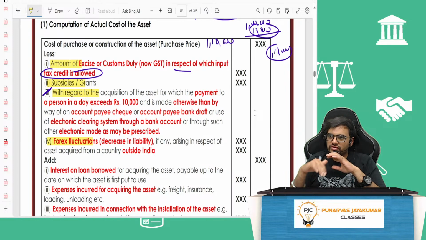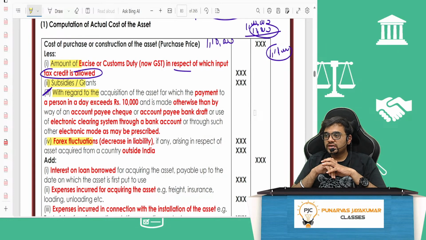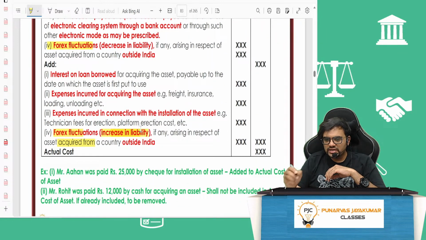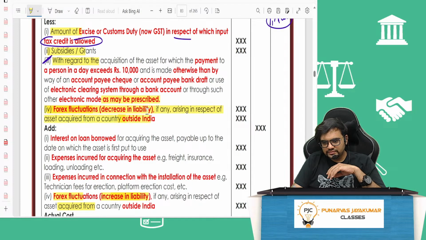Tomorrow, when you have to repay the amount, at that time 80 has become 85 rupees. So don't you think you have to pay more now? Yes. So what will you do? Add to the cost or subtract from the cost? Add to the cost. So forex fluctuation, increase in liability, will add to the cost. Tomorrow when you are repaying $20,000, the price from 85 rupees has come down to 78 rupees. So what will you do? The difference you will subtract, that is decrease in the liability.